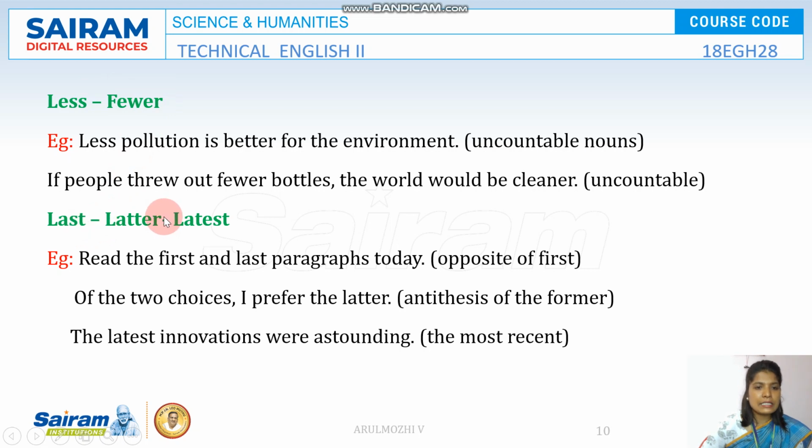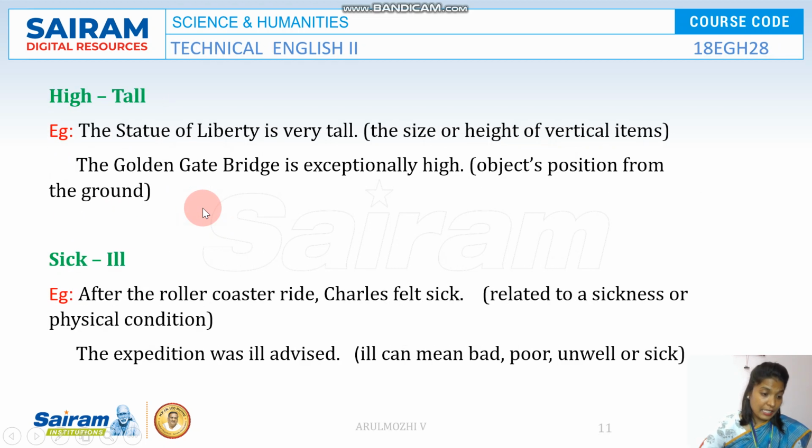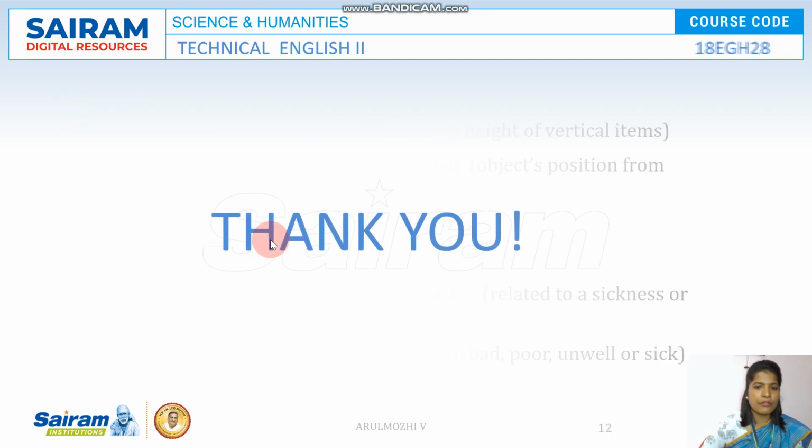Again, last, later, latest. Last is used regarding first, the opposite of first. Later, second one. Last, latest, the latest one. High is used for the positioning of an object from the ground. Tall is used for the vertical size of something. Okay, sick is related to physical condition. It can be used for bad condition or poor condition.